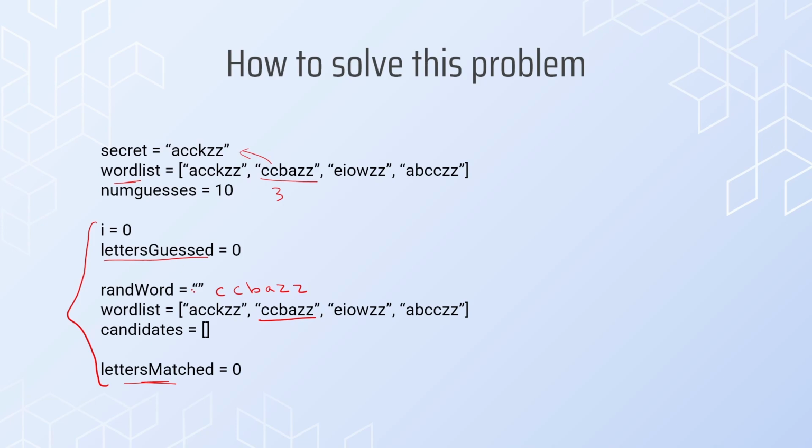Now I do a master.guess on this random word, and notice that, like before, there's only C on the first index and the 2 Z's on the last 2 indexes that match the secret. So my letters guessed are going to become 3.